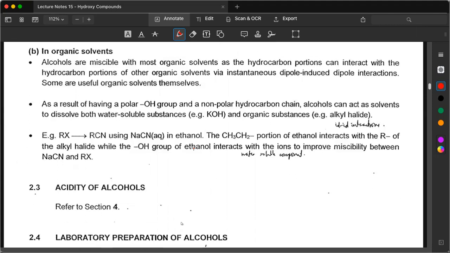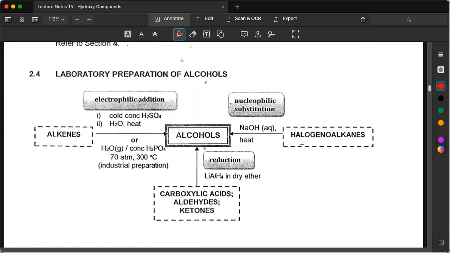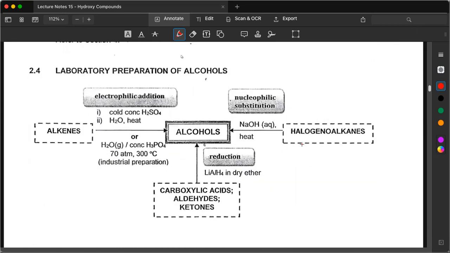For example, using NaCN in ethanol, the CH3CH2 portion of ethanol will interact with the R of the alkyl halide, while the OH group of ethanol will interact with the ions to improve miscibility between NaCN and RX. Now, this summarizes the lab preparation of alcohol.